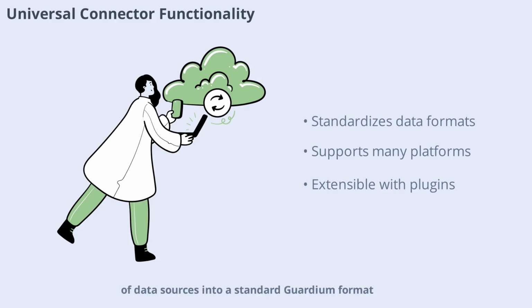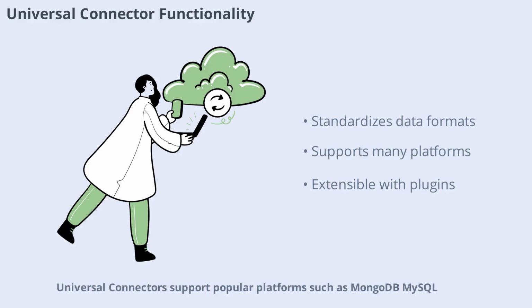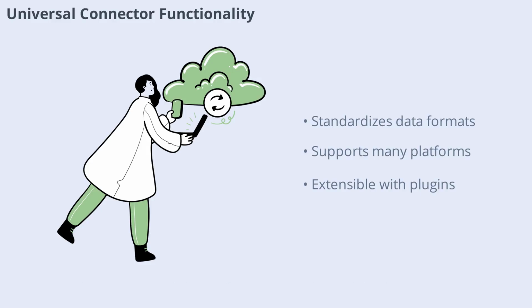This enables consistent analysis and reporting, regardless of the underlying technology. Universal connectors support popular platforms such as MongoDB, MySQL, and Amazon S3, and can be extended with plugins to accommodate additional sources. This adaptability ensures that Guardium remains relevant as data ecosystems evolve.